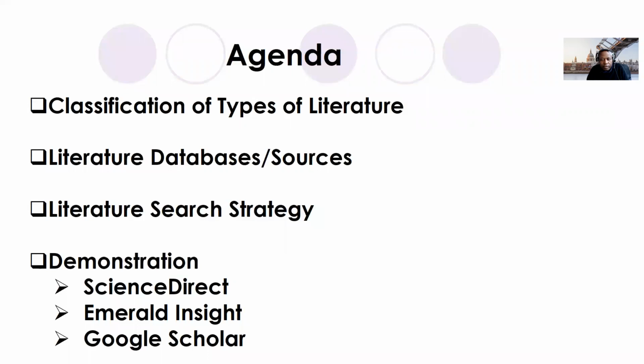I'm going to talk about the different types of literature and then the different databases from where you can get this literature. Then I'm going to show you how to find articles from the various databases. This will be through a demonstration, and we're going to take typical examples: Science Direct, Emerald Insight, Google Scholar. I've just chosen these three because that is where you find most articles, and they are quite common, especially in my field, in the field of construction and civil engineering.